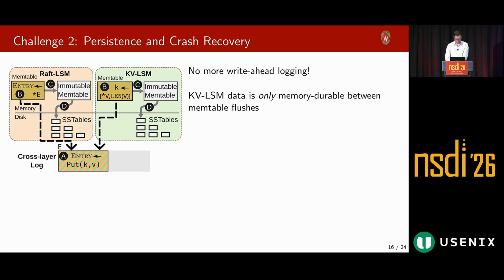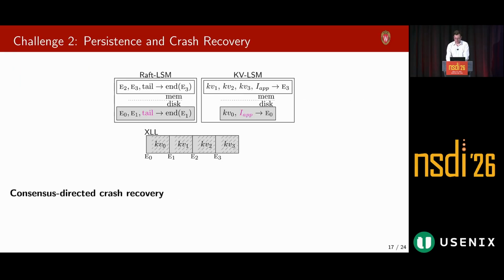The second big challenge is how to manage crash recovery. This is that picture we saw earlier, and we've removed all the write-ahead logging from the system. This means that the key-value LSM data is only memory durable between memtable flushes. So the problem is how can we recover key-value data following a crash? In this example, we have some data stored persistently on disk. The raft log contains four entries, E0 through E3, which is all persistent on disk. But the LSM tree has some data stored on disk, that would be the SSTable data, and some data that's only memory durable, not backed by a write-ahead log.